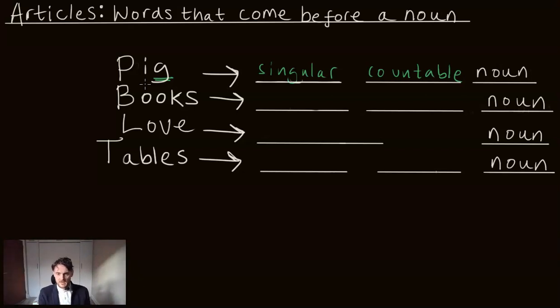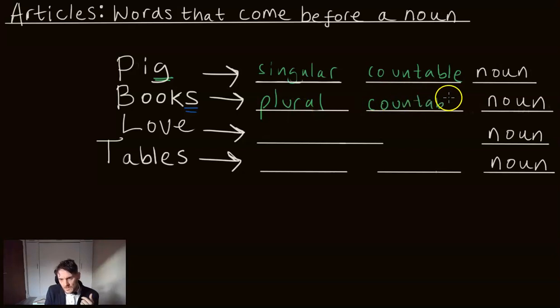Now pause the video and please write the correct definition for the other 3 nouns. Okay, I'm going to go through them now with you. Okay, so books. Well, that's a plural. A plural. Countable or uncountable? Countable. Plural, countable.